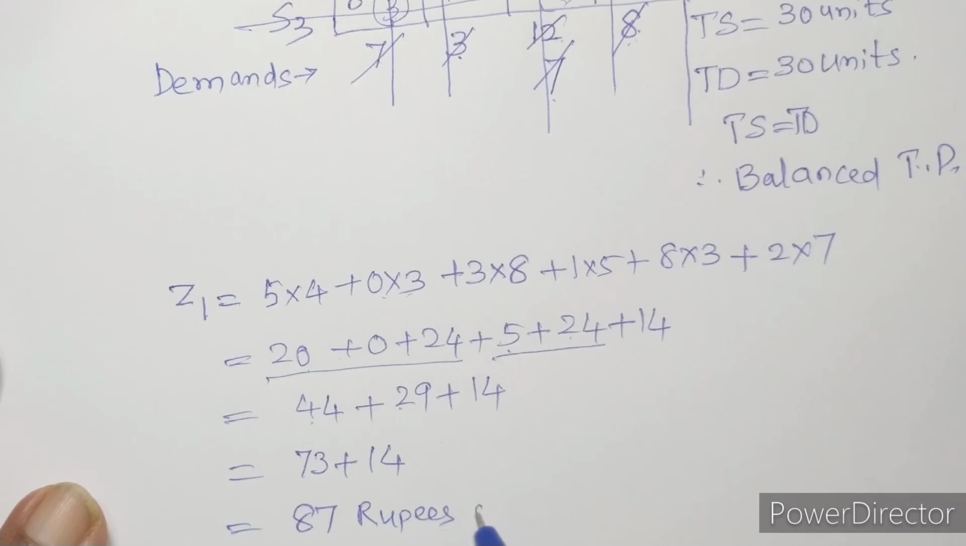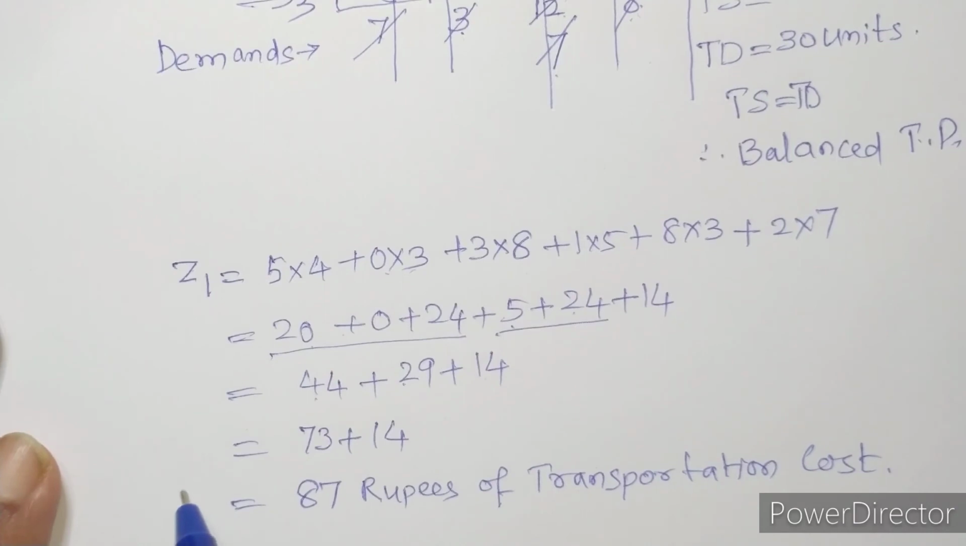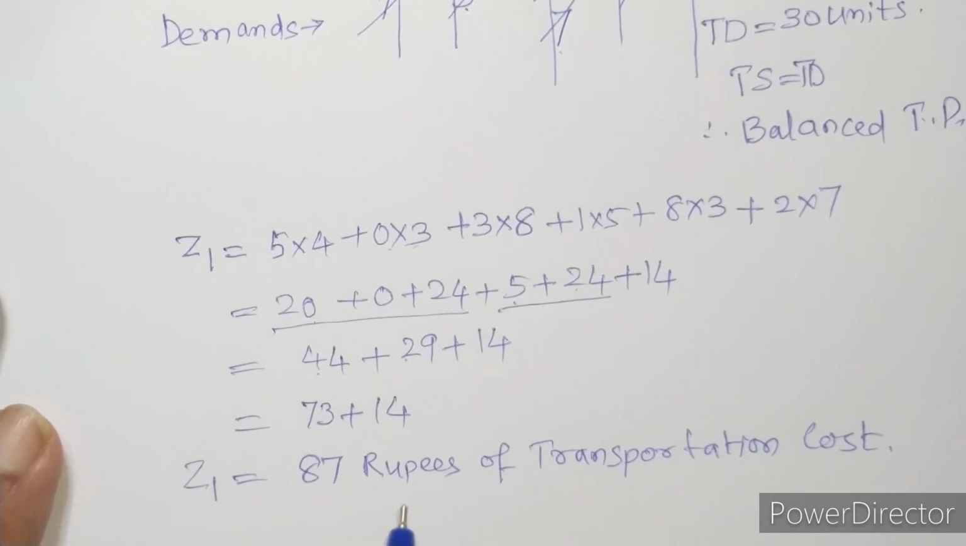Of total transportation cost by the least cost method. However, this is the starting solution to the problem. Z1 is the starting solution to the problem, and we have to optimize this.